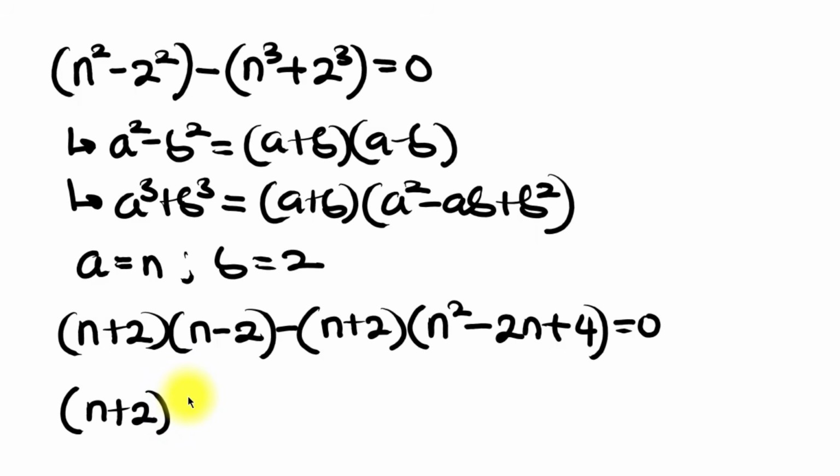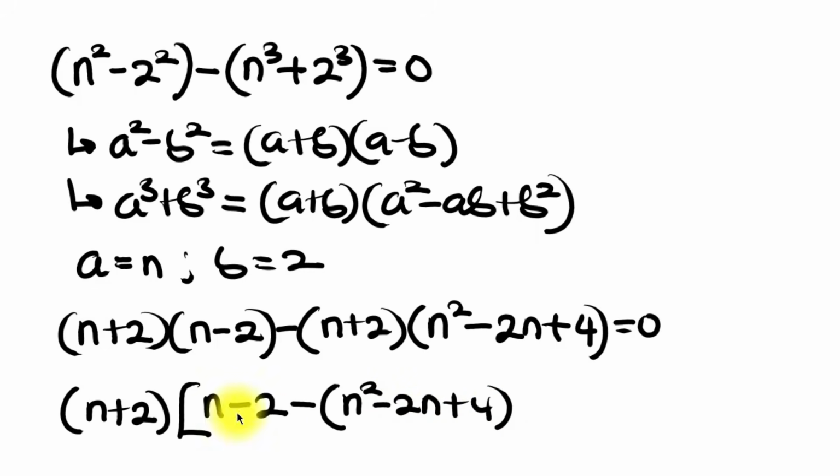Now open bracket, I'm going to be opening a square bracket because of this negative. Now what remains here after factoring this out is n minus 2. So this is n minus 2. Good. Minus, now I'll open a bracket. Now what remains here after factoring out n plus 2? We have this expression, which is n squared minus 2n plus 4. Good. Now let's close our square brackets. And this is equal to 0.